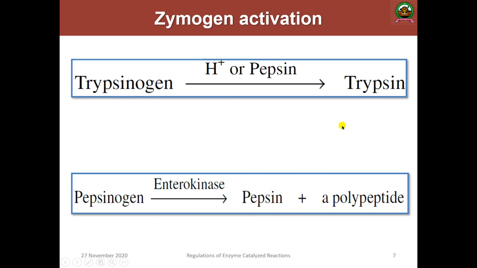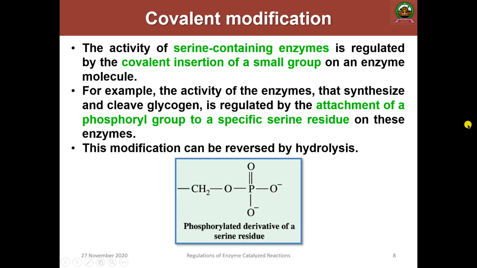So activation of zymogen happens after the cleavage of the inactive form of an enzyme, the precursor, converting it from an inactive form into an active form. So that is the first mechanism.